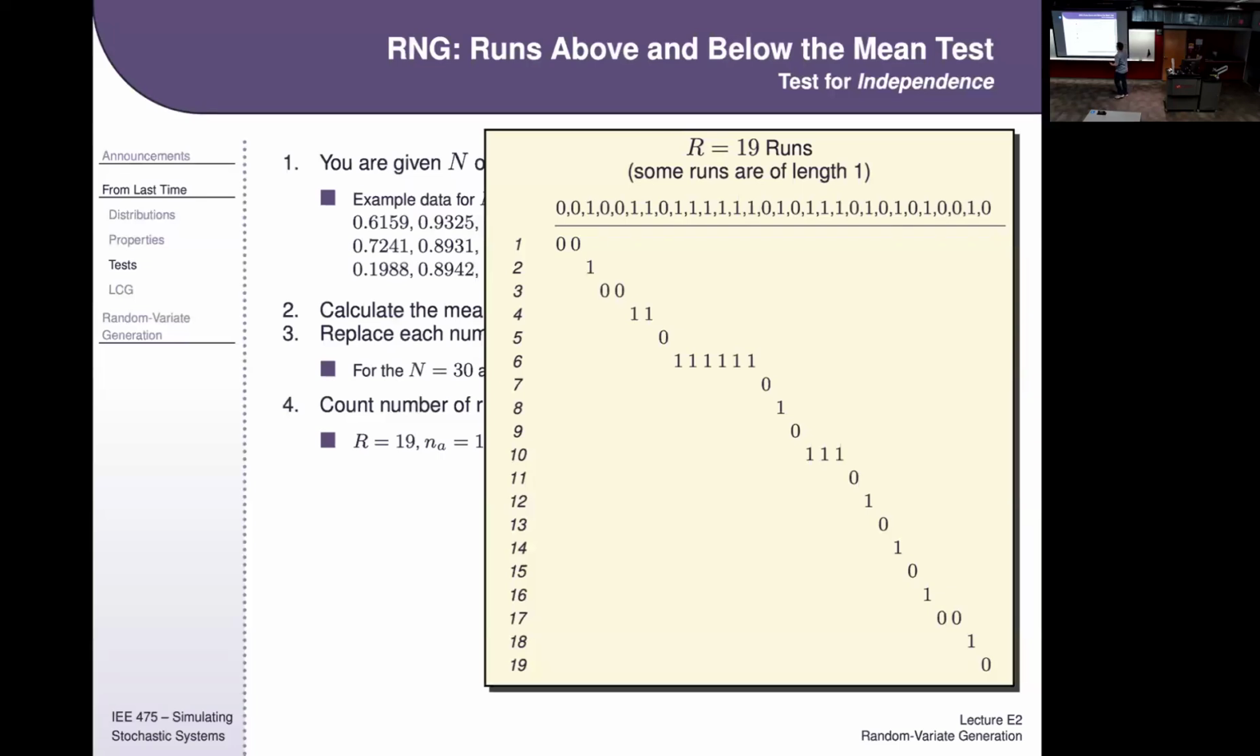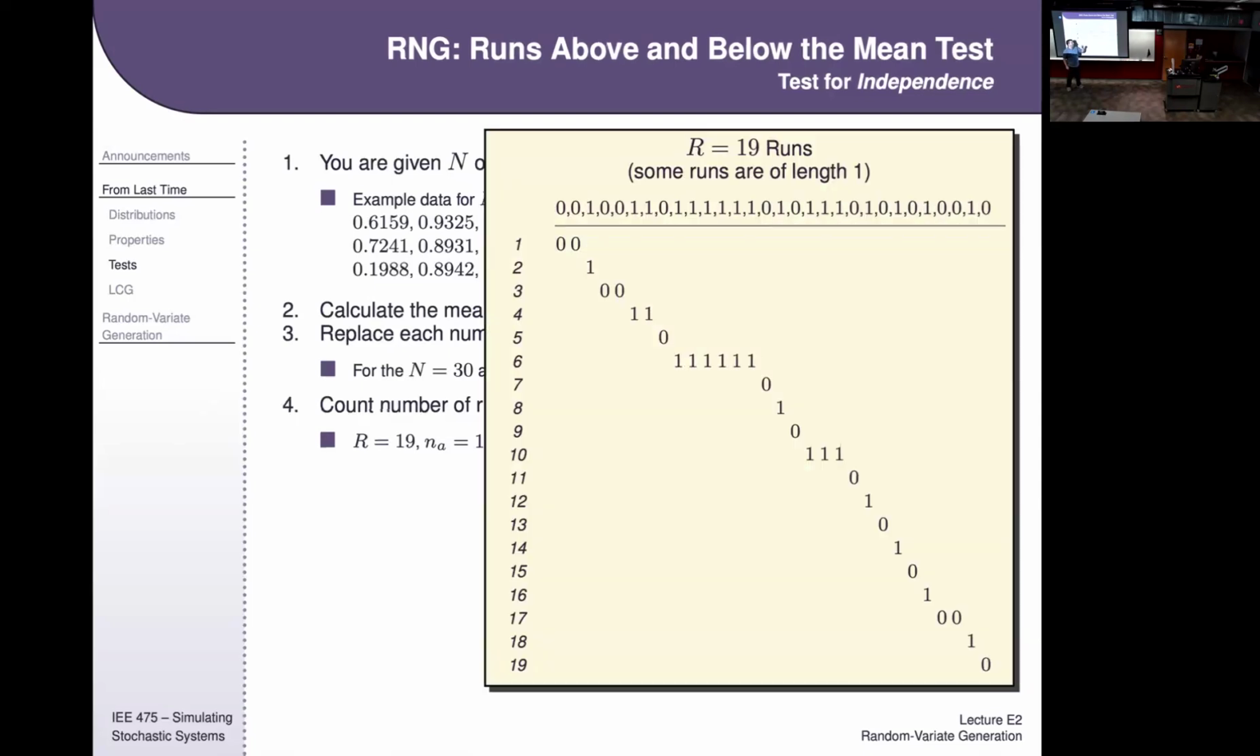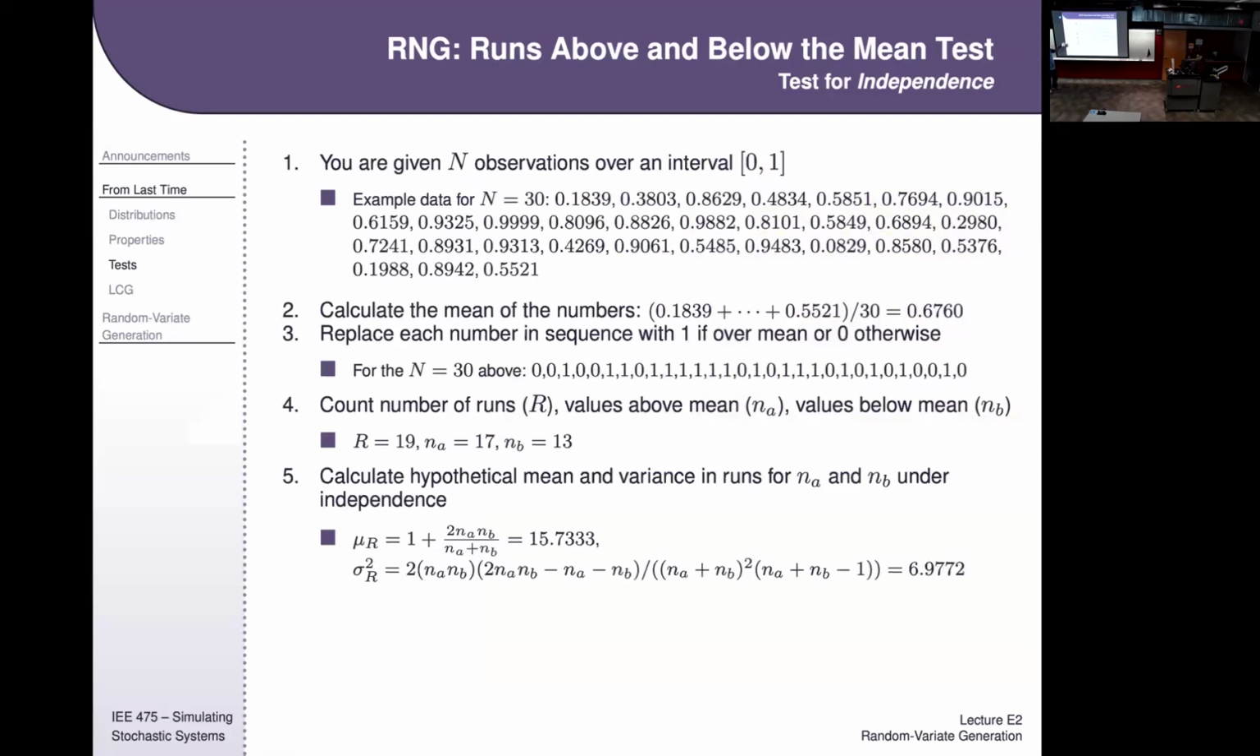So I can figure out that based on the number of above and below, I can figure out a distribution of what to expect if they were independent. Under the null hypothesis of independence, how many runs should I get given that this is the distribution of above and below? And that's what we get from here.